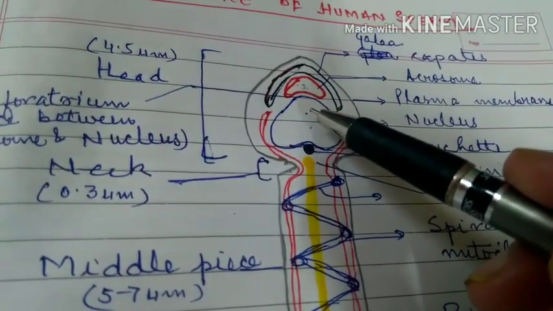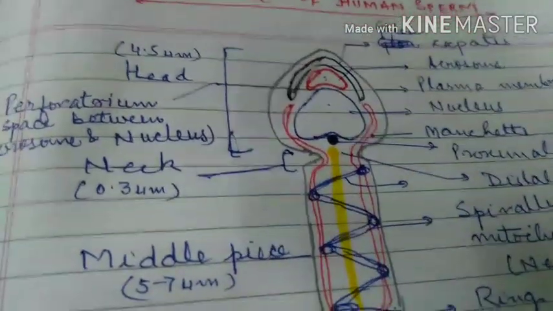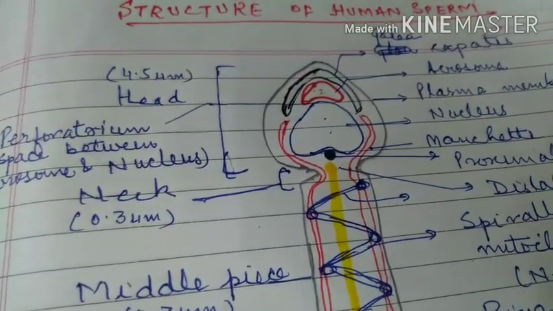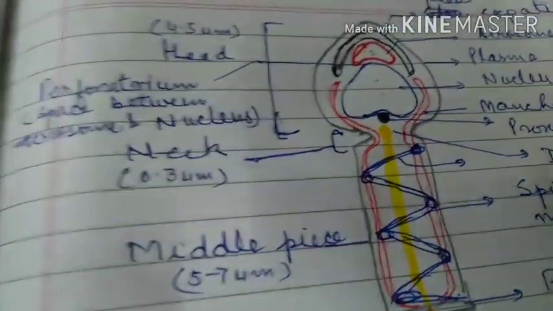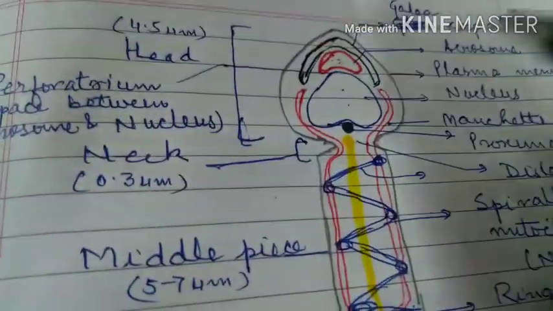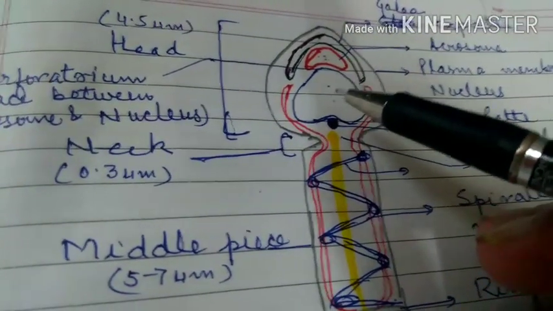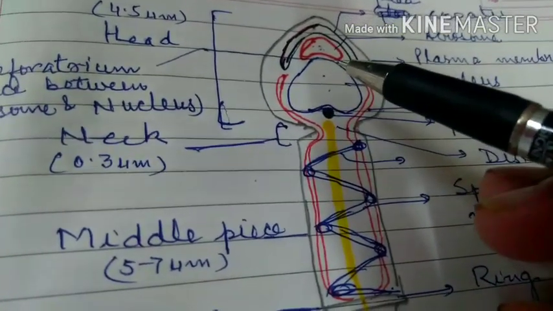Then comes the nucleus. The nucleus is a condensed part. It lacks the nucleolus, it lacks RNA, it lacks acid protein. Though it is a nucleus, it does not have any nucleolus or RNA or acid protein, so that its structure becomes condensed.